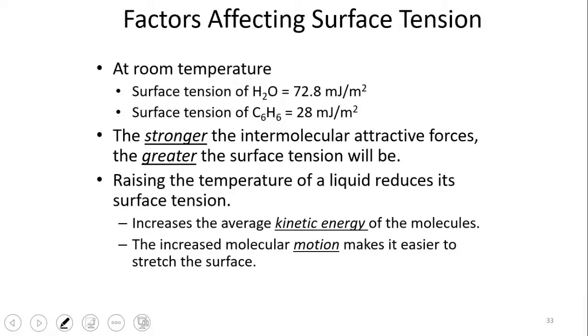And if we know the structure of benzene, we'll know that benzene is capable only of weak London dispersion forces, whereas we know that water is capable of the stronger hydrogen bonding forces. So again, the stronger the intermolecular forces, the greater the surface tension will be. You can alter this by raising the temperature of the liquid, because remember, temperature has to do with the average kinetic energy of molecules. Higher temperature means more average kinetic energy, increased molecular motion, which therefore weakens the attraction forces and allows you to quote unquote stretch the surface of the liquid.